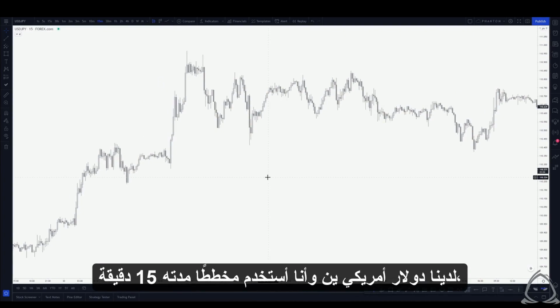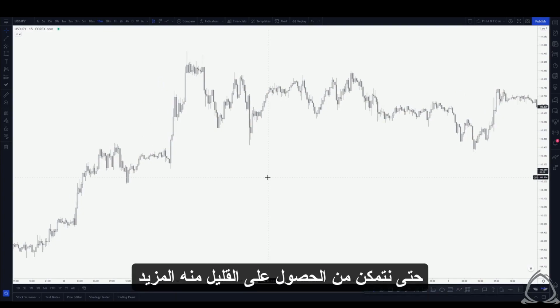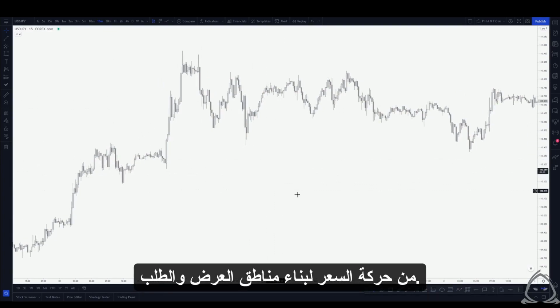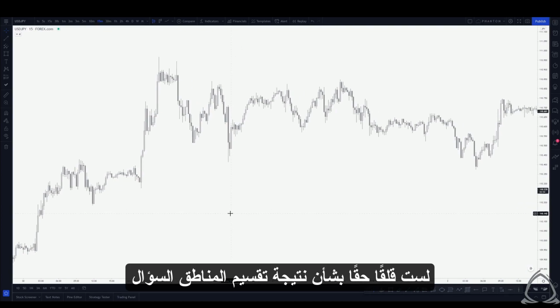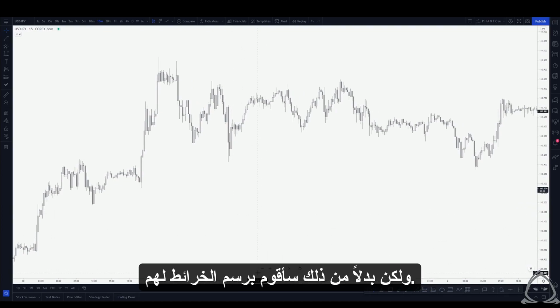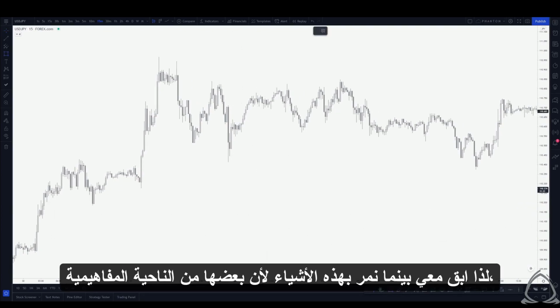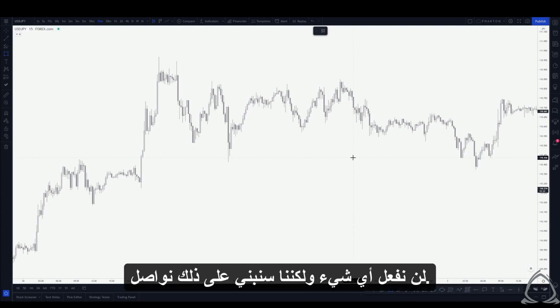So what we'll do is jump on a chart. Here we have US dollar yen, and I'm using a 15-minute chart just so that we can get a little bit more price action to build supply and demand zones. Again, I'm not really concerned about the result of the zone in question, but instead I'm just going to be mapping them out. So stay with me as we go through these, because some of them conceptually won't do anything, but we're going to build onto that as we continue.